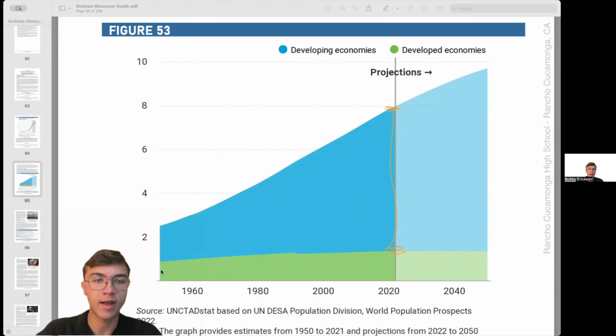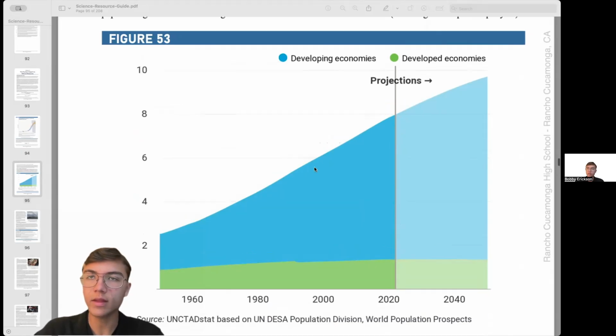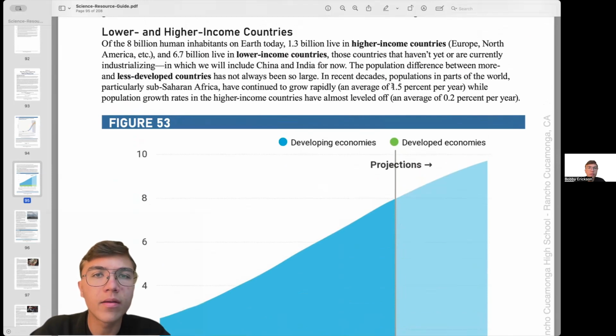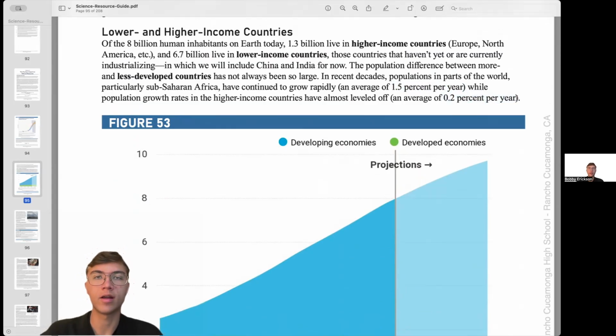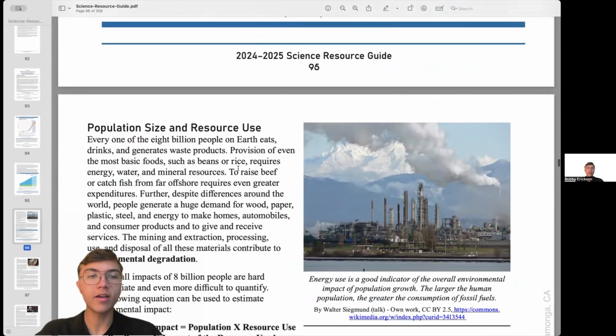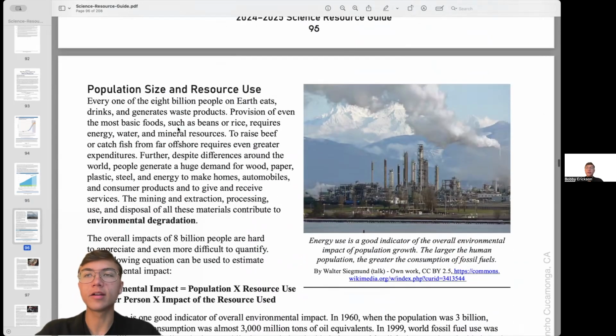I'm going to change this to red. We've leveled off in higher income countries, and we're projected to stay leveled off. If we look at our growth rates, in sub-Saharan Africa, or in areas of less developed countries, we have 1.5% per year growth rate versus 0.2% per year. So much, much different. Okay, so now let's take a look at how population size impacts resource use.